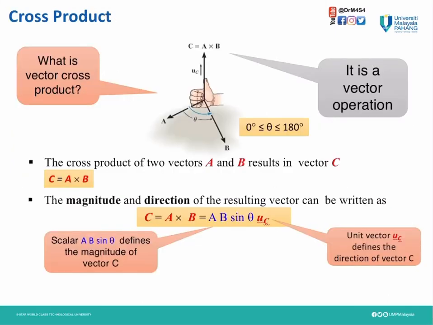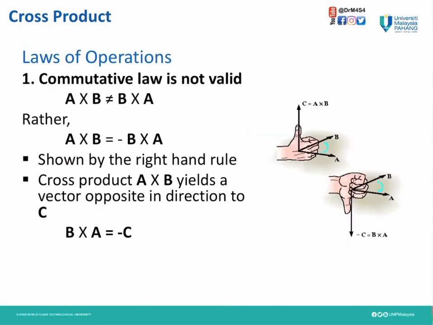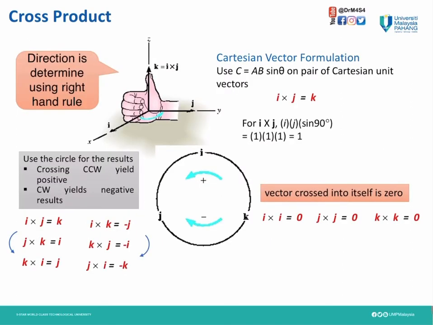Also in this note, you have to remember about the right hand rule, and please do read this note also. But what I want to highlight here is about using this circle. How to use this circle? We take this as an example. For the result, I times J, we get K. So this one is anti-clockwise. So this one is positive K.